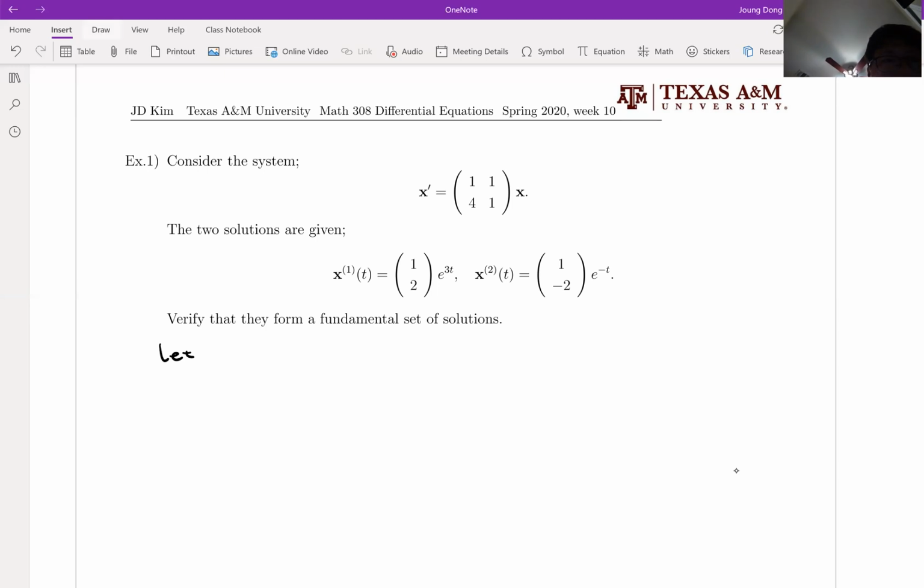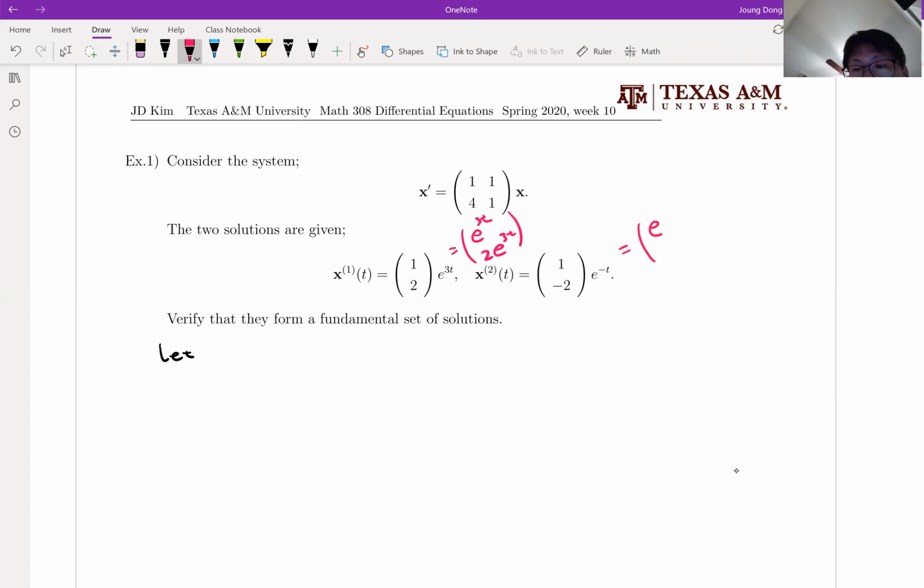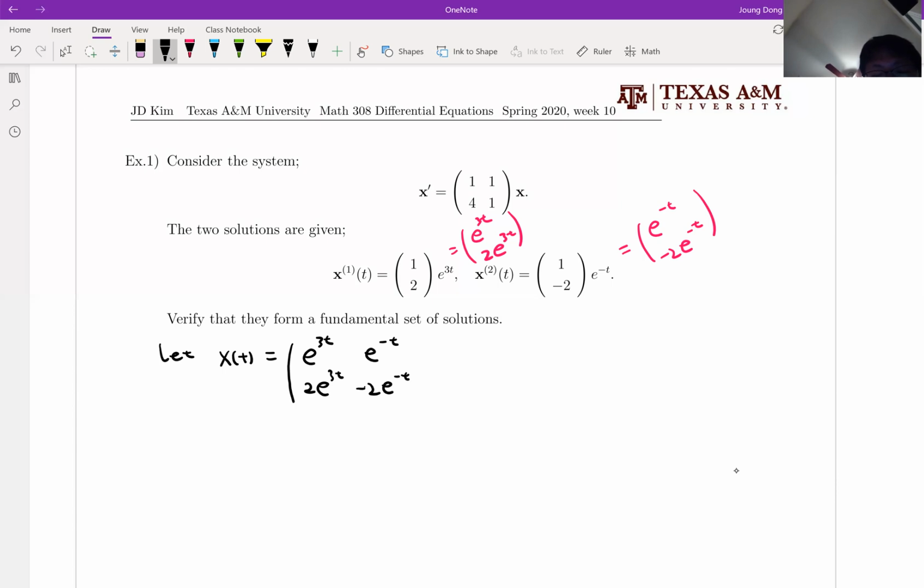Okay, I'm going to multiply e to the 3t to the elements. The next two are e to the minus t and minus 2 e to the minus t. Then with these two vectors, I can set up the solution matrix this way: e to the 3t, 2 e to the 3t, and e to the minus t, and minus 2 e to the minus t. Then we need x prime, and x prime is element-wise, right?